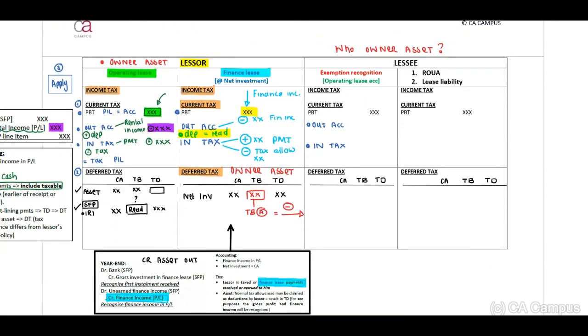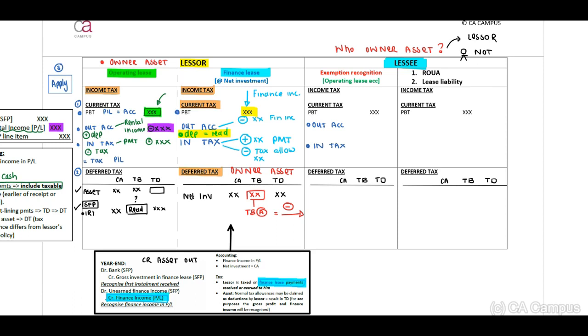Now, let's just take this one step back. Who will be the owner of our asset when we are busy with our lessee's records? Remember, we're busy with our lessee's records. Who will be our owner? The owner will be the lessor. Remember, our lessee is not the owner of this asset.